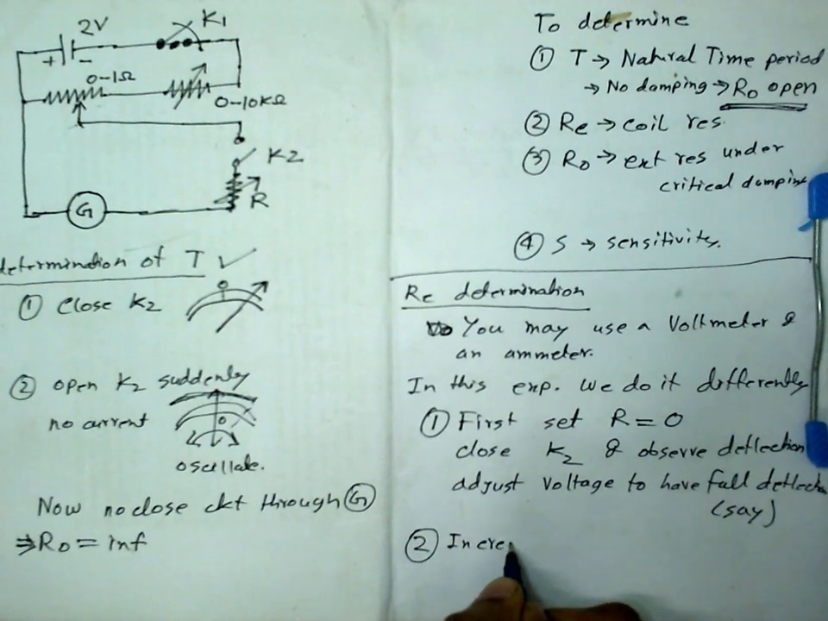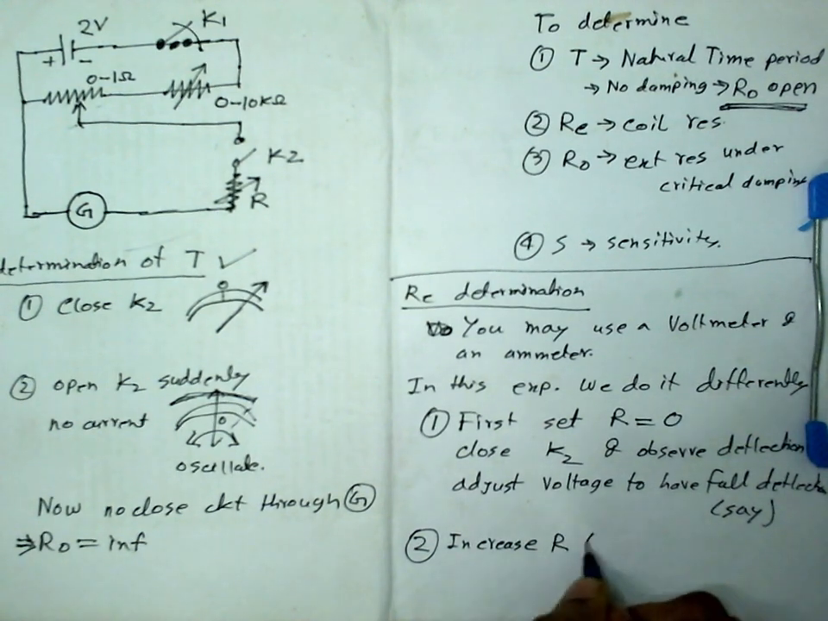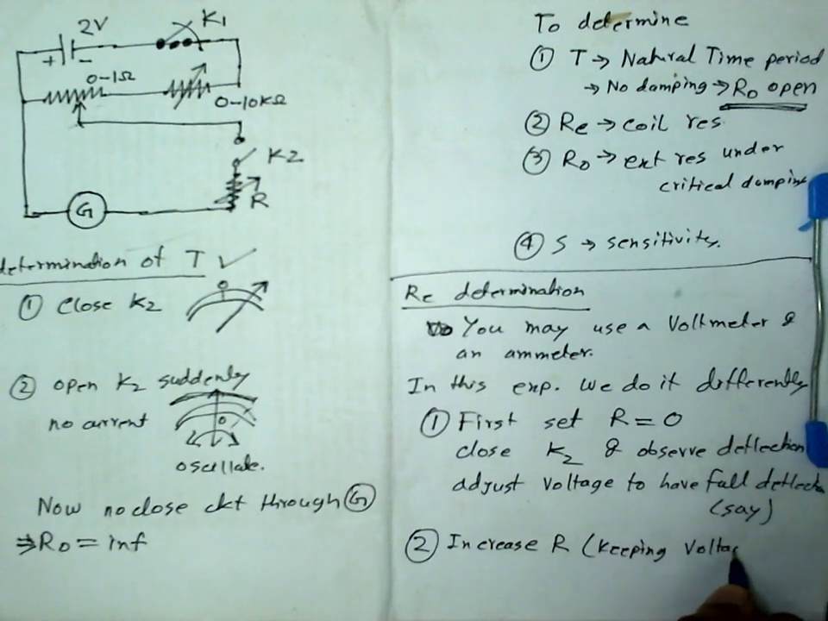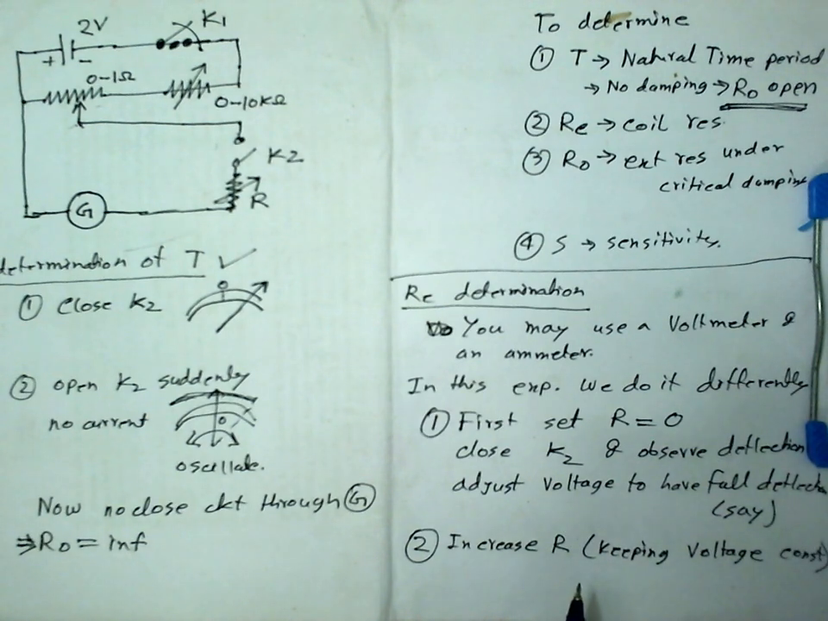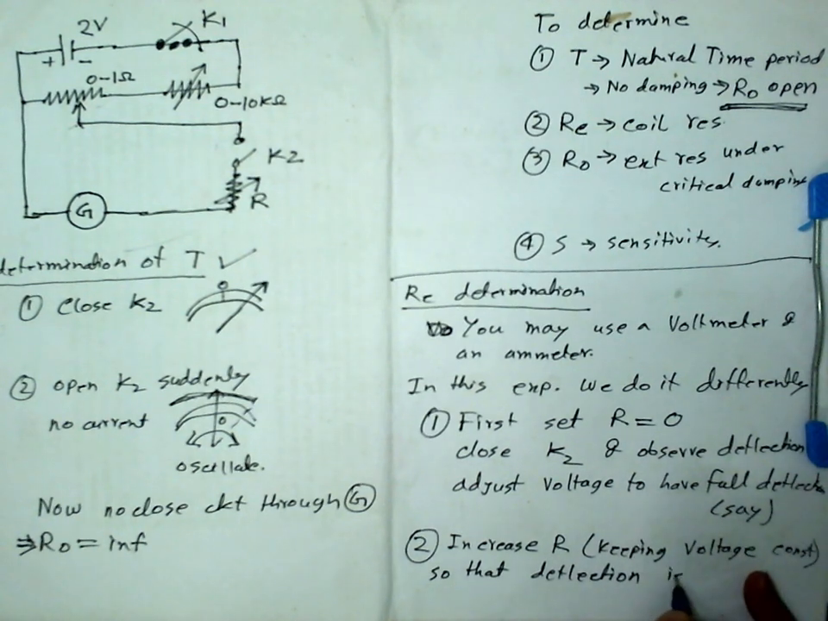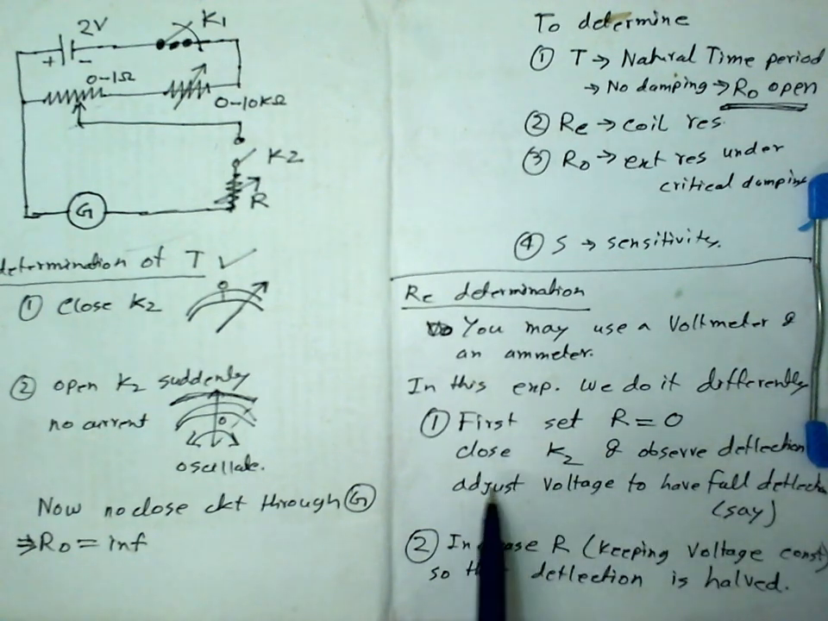Increase R, keeping the applied voltage constant. Increase R so that the deflection is halved. So if you had full scale deflection in step 1, now increase R so that the deflection becomes half in the galvanometer.